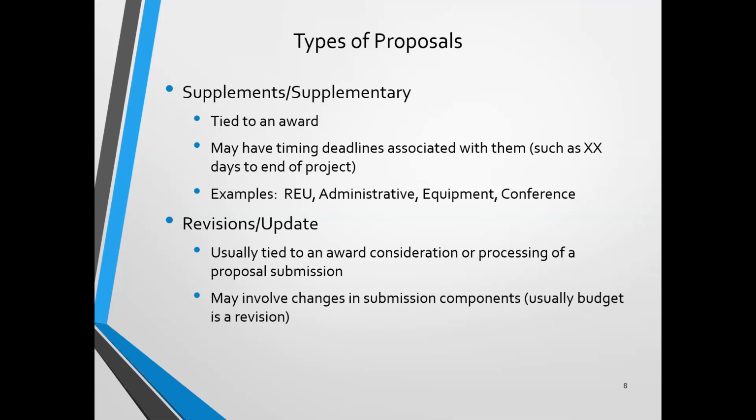Another type of proposal is a supplement or a supplementary type of proposal. This is tied to an award. So let's say maybe you've been talking to the program officer and they've agreed to give you an extra $10,000 to modify an objective or to do something else, travel for a conference or something related to this award that you have. So you would do an info sheet for a supplementary type of proposal.